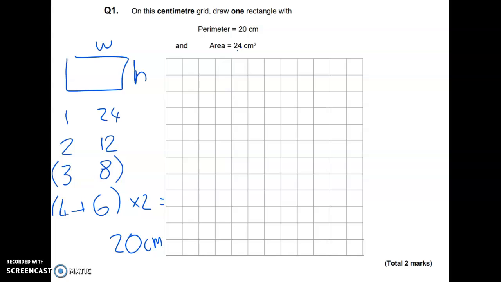So we're going to have, whichever way you've got it, 4 centimetres one way, and then 6 the other way. So 2, 4, 6, yeah. So there's your rectangle. That was 4 centimetres, and that was 6.